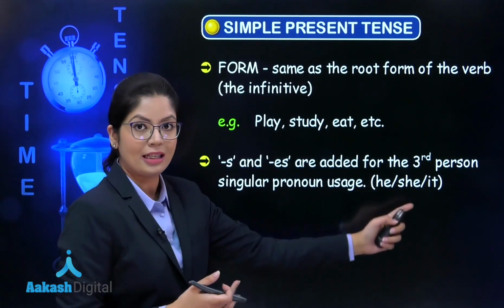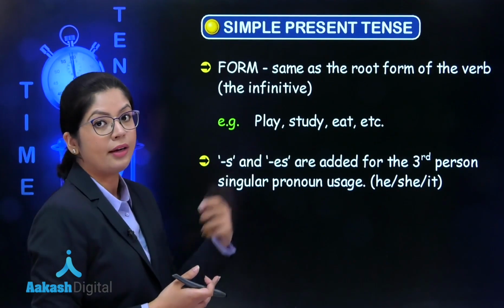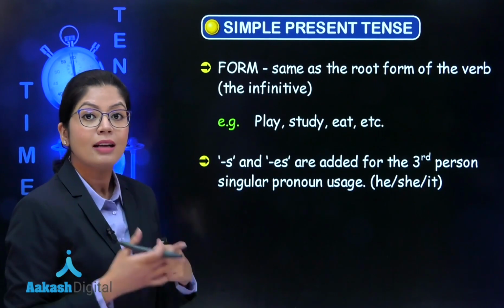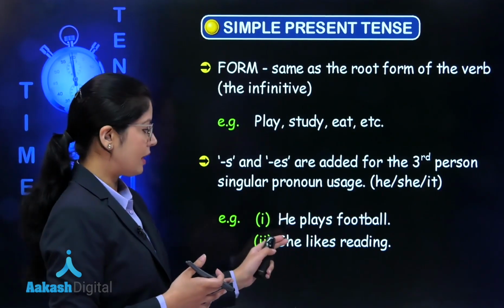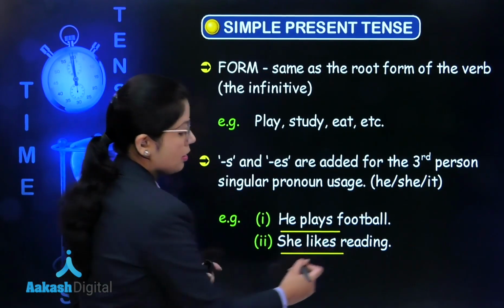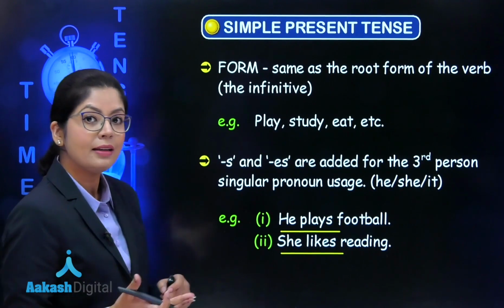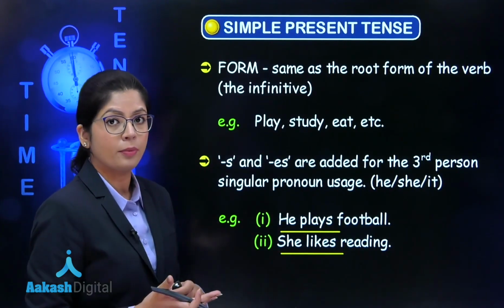Remember, he, she, it, these are third person singular pronoun usage, and I'm going to add S or ES only when they are existing in the sentence. For example, he plays football, she likes reading. So wherever I come across third person singular, I'm going to add S or ES depending upon the verb form.